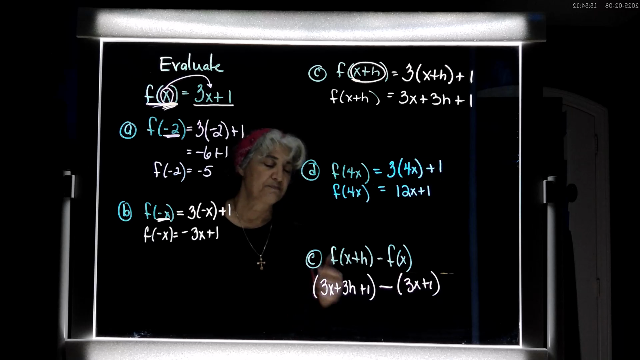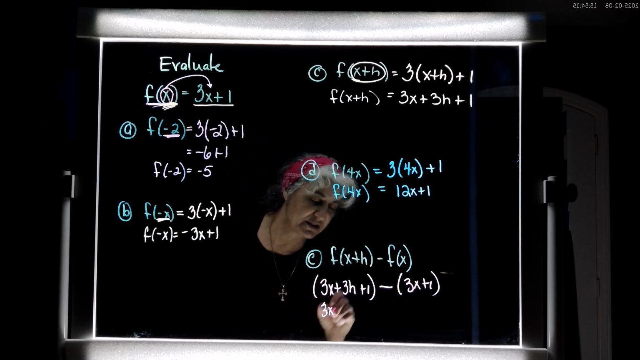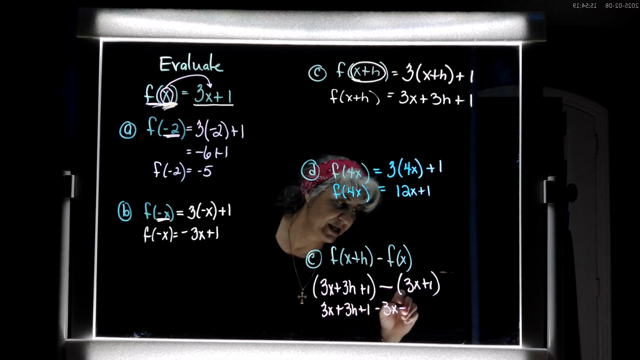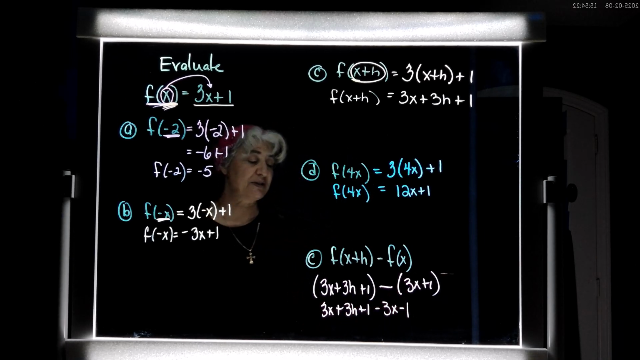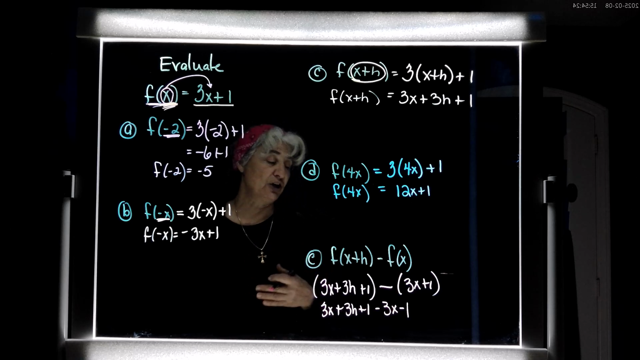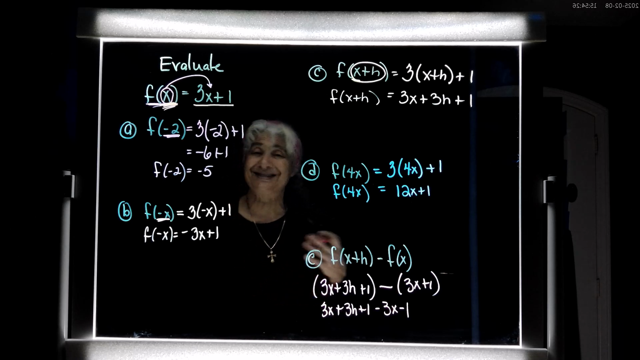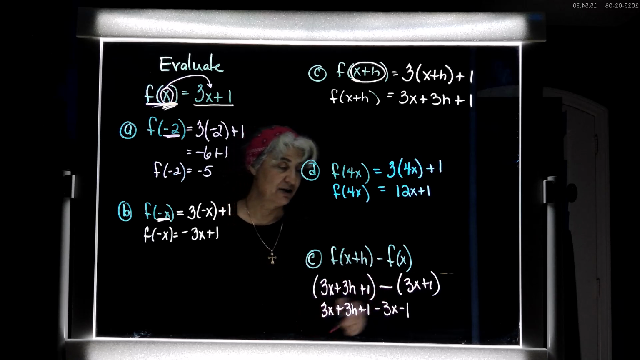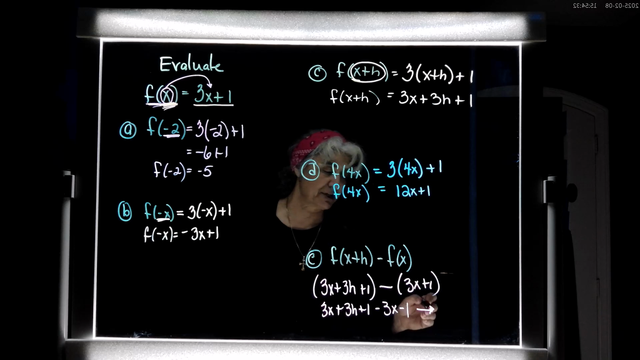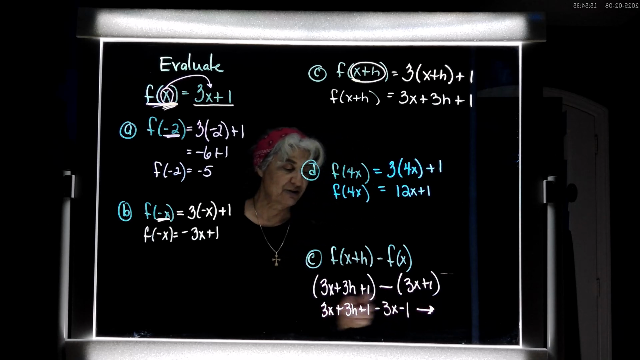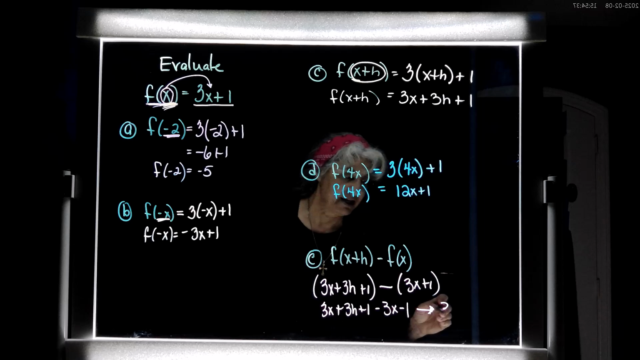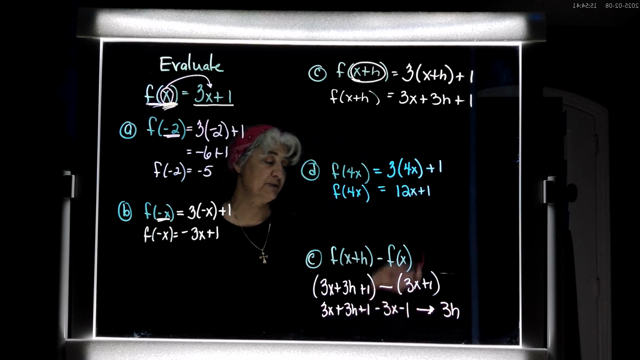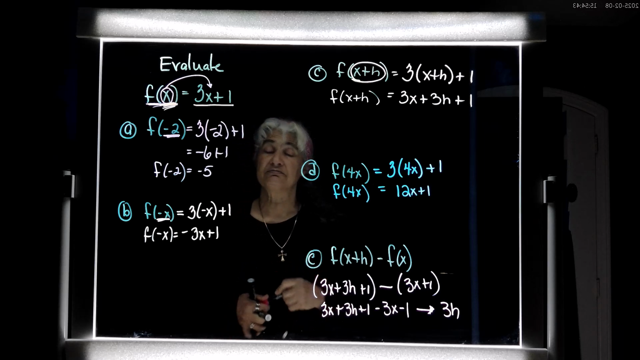With me? Okay. So me personally, I like to make certain the parentheses are gone before I do any combining of like terms, because I need to make certain I know what sign each term has. Okay, so now, and I'm going to write the answer over here because I'm running out of board space. It looks like the 3x's are going to drop, and you're left with 3h, and it looks like the +1 and -1 drop, so there you go.